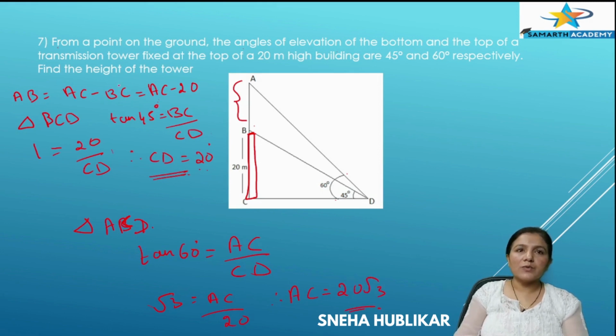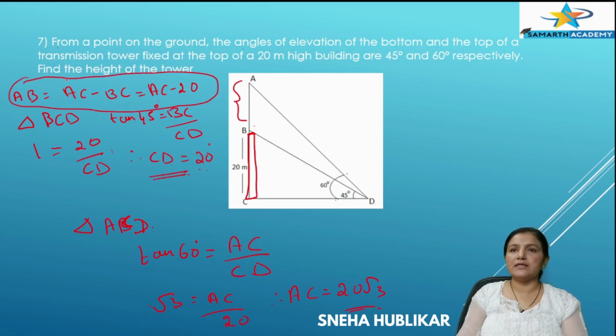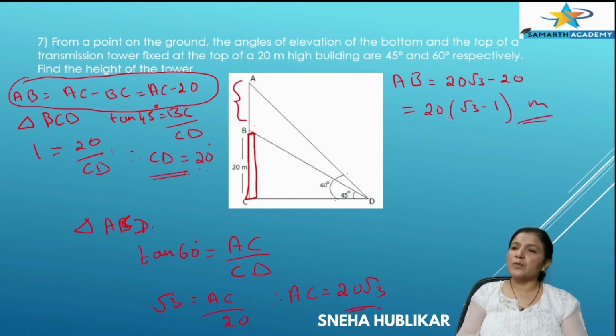Okay, so what we said here, AB is AC minus 20. That is 20 root 3 minus 20. Take 20 common. 20 into root 3 minus 1. This is the answer. We can also put the value of root 3, that is 1.732, and then get the actual answer, or we can also keep it this way. This is the height of the transmission tower AB.